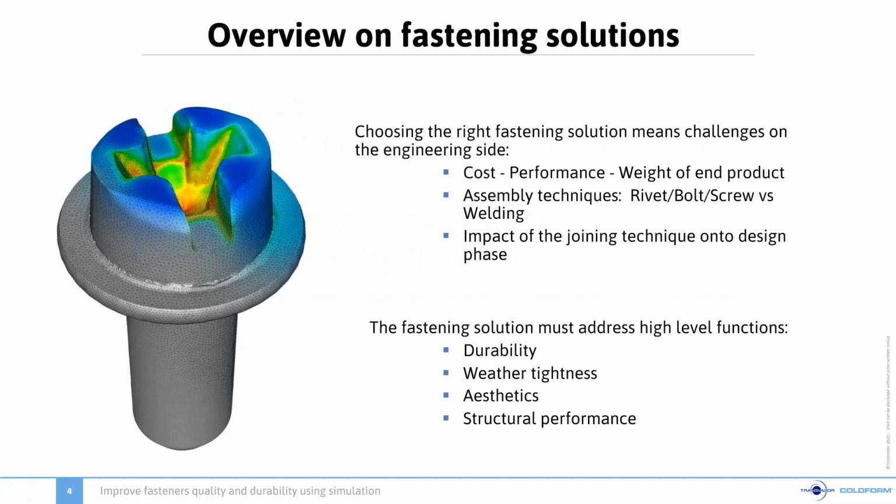Choosing the right fastening solution means a challenge on the engineering side. Numerical simulation can be used as a tool to reduce the production cost and to increase the performance. Numerical simulation can be used as well to investigate which assembly technique to use. The fastening solution must address high-level functions such as durability, weather tightness, aesthetics, and structural performance. COLDFORM software can be used to guarantee these functions.